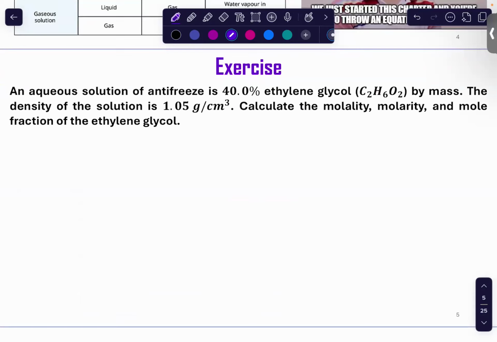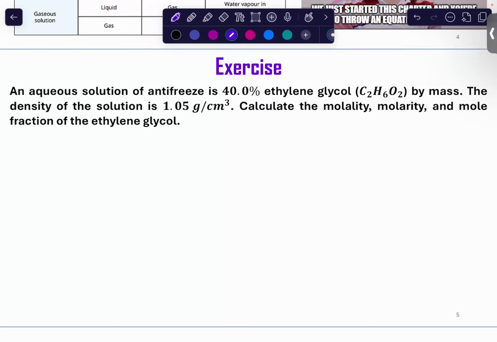So let's say we have an aqueous solution of antifreeze. It's 40% ethylene glycol by mass. The density of the solution is 1.05 grams per cubic centimeter. Calculate the molality, molarity, and mole fraction of the ethylene glycol. Okay. So what did I use here? All right, let's start with the mole fraction.